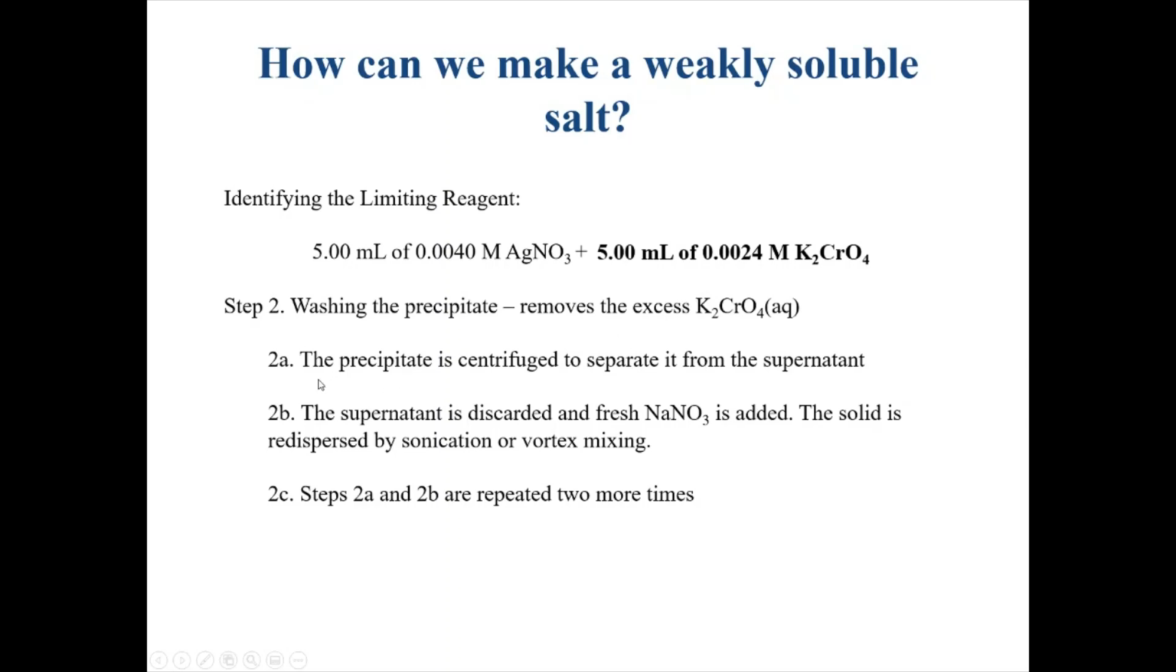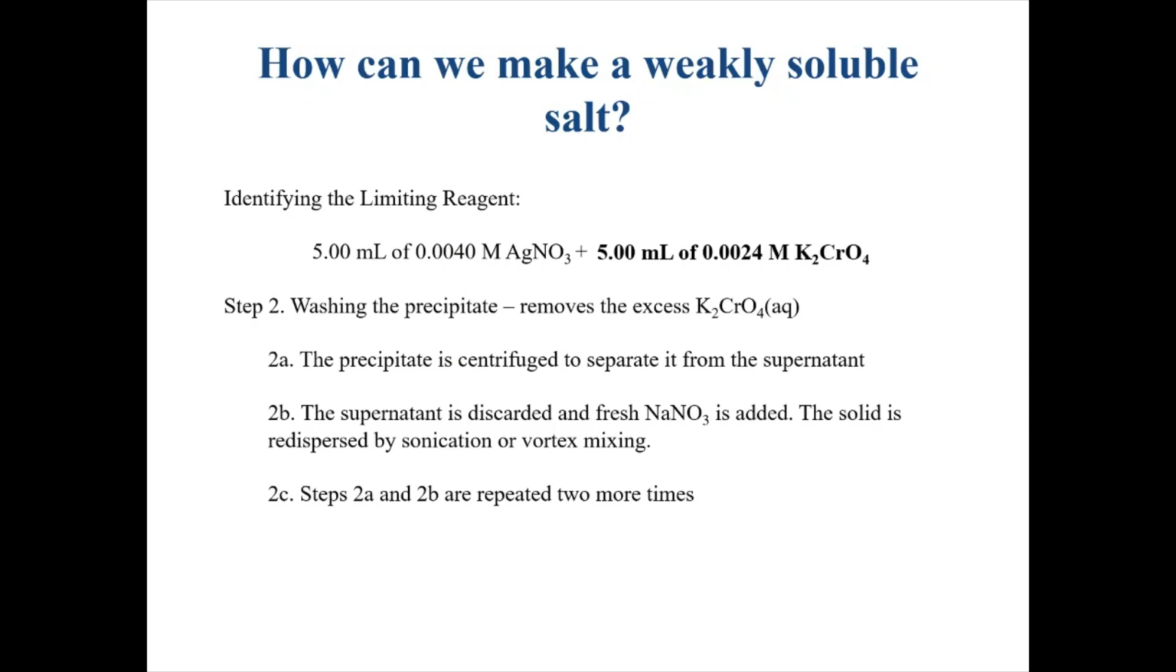So the way that we're going to do that is through the process that you guys are familiar with, using a centrifuge. You're going to put the raw product, which is the precipitate and the supernatant, into a centrifuge and spin it down. This will separate the solid from the supernatant, which has the excess potassium chromate. The supernatant is discarded. That's going to get rid of that excess potassium chromate. And then you're going to add fresh NaNO3.